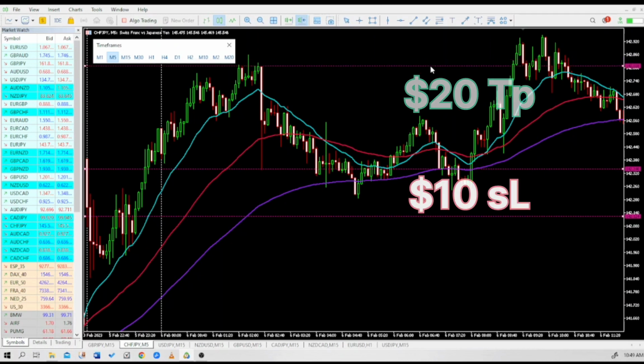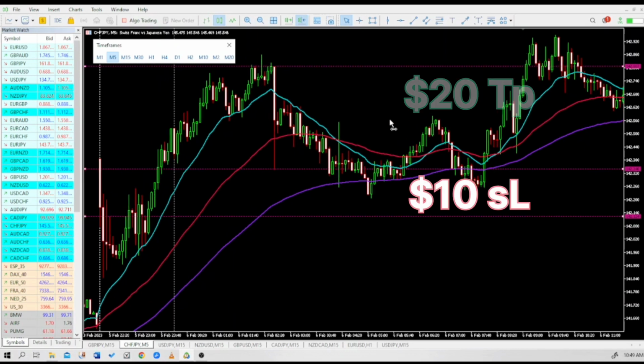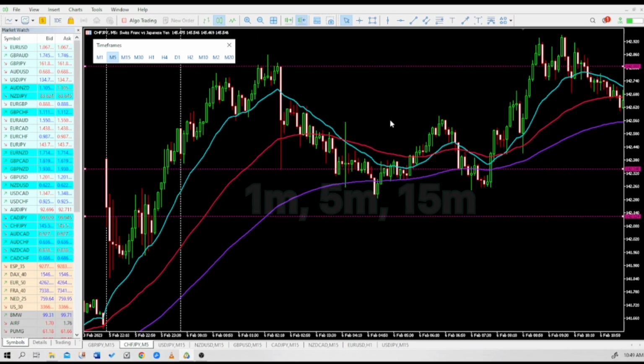So you take your profit 1:2 the same way. You risk $10 to make $20, and you're out of the market using M5. So if you have a smaller account, the best way is to trade what? Smaller time frames like 1 minute, 5 minutes, and 15 minutes maximum.